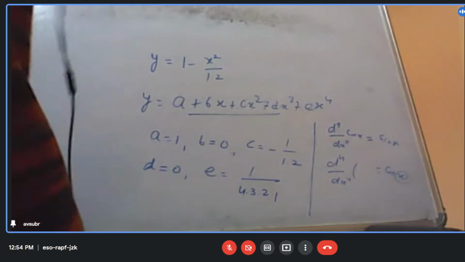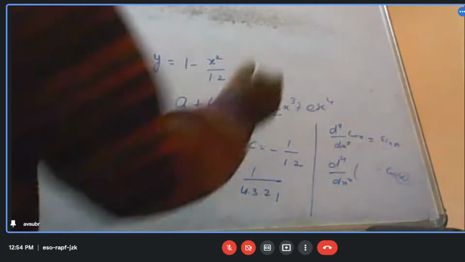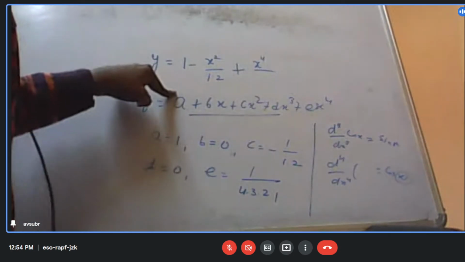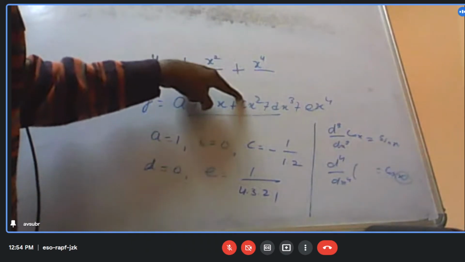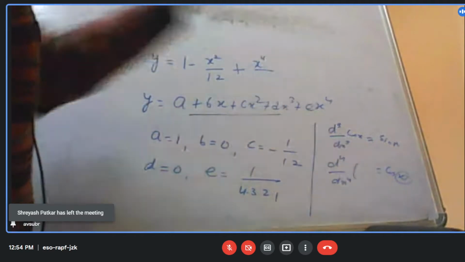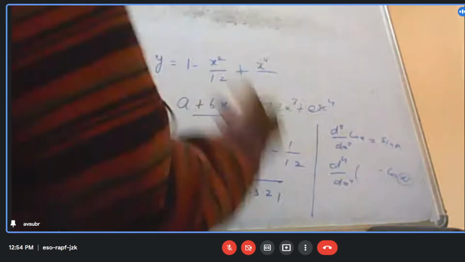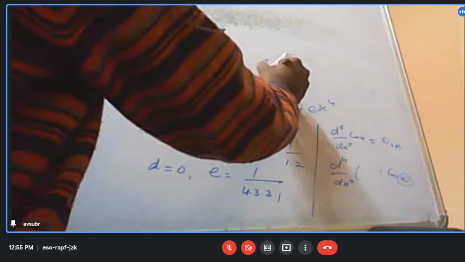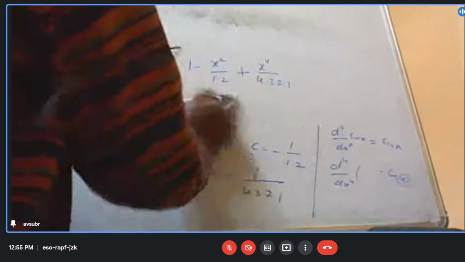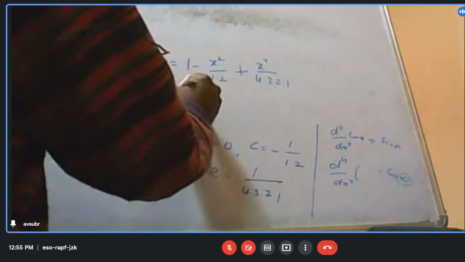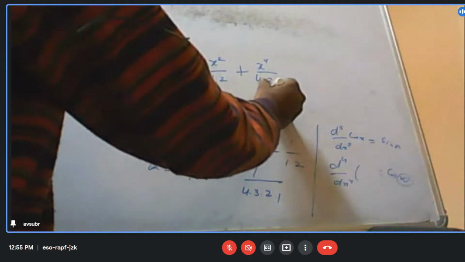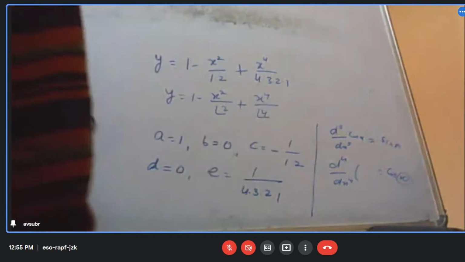Now this is 1, 0, minus 1 by 2, and d is 0 and e is this. So I can write it in a more compact way: 1 minus x square by factorial 2 plus x to the power 4 by factorial 4.